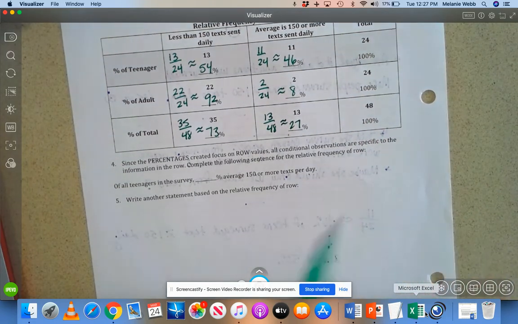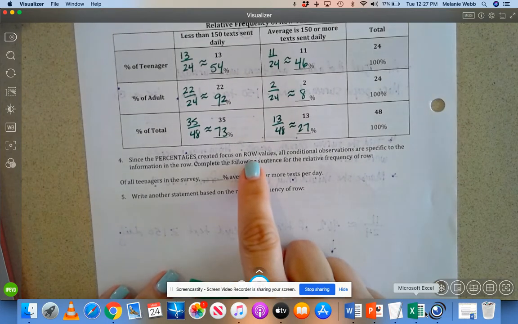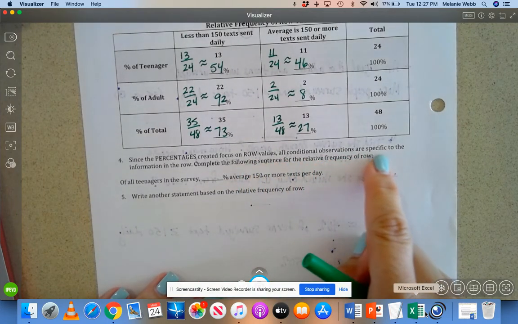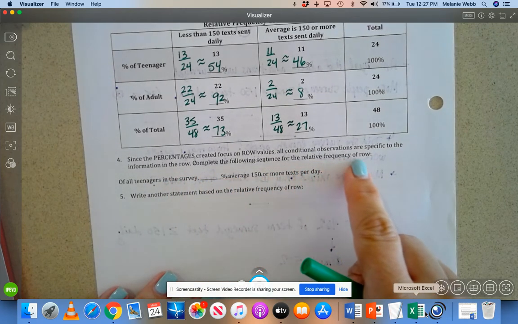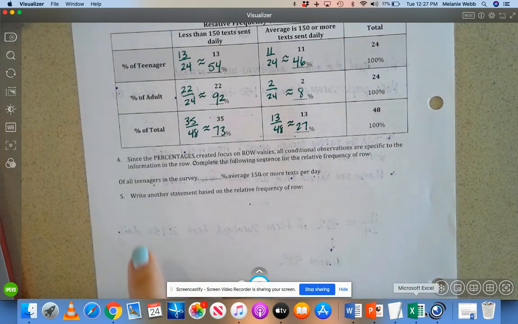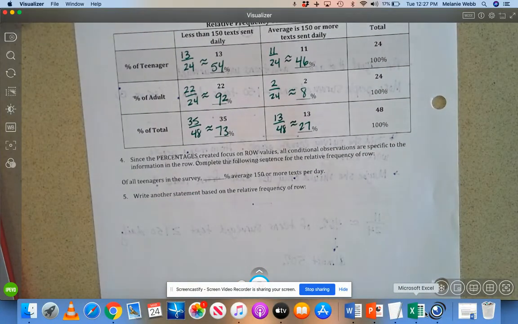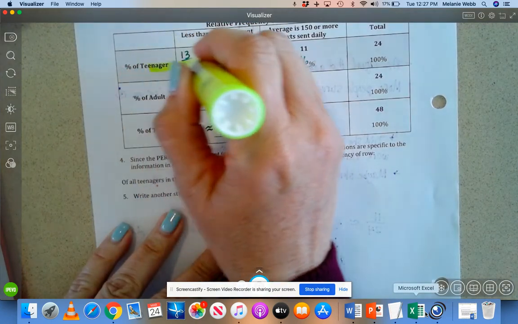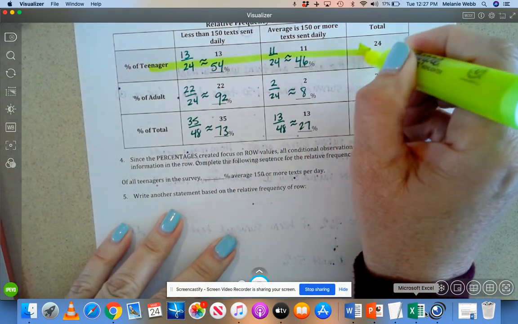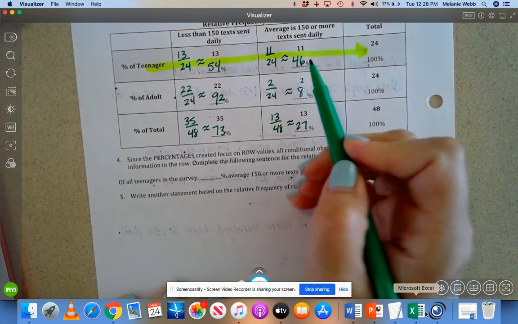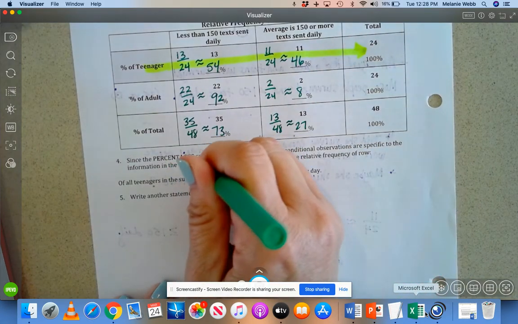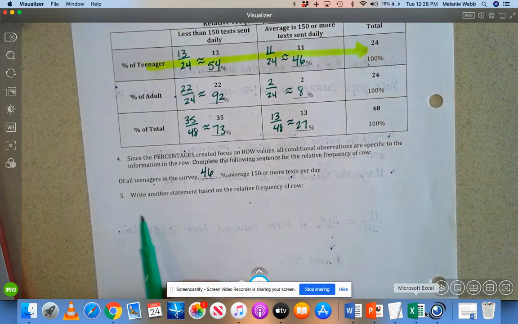Okay, so now, since the percentages created focus on row tables, all conditional observations are specific to the information in the row. Complete the following sentence for the relative frequency of row. Of all teenagers in the survey, so we're just looking at this row, right? Of all teenagers in the survey, blank percent send 150 or more texts a day, 46%. Now it says, write another statement based on row.